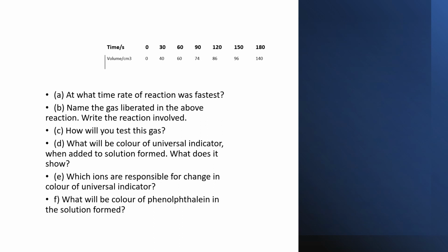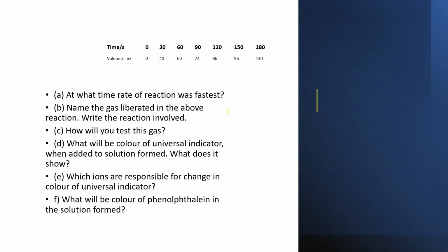You know that when a metal is dissolved in water, what happens? You will get the corresponding hydroxide, right? So when a metal is dissolved in water, you will get a hydroxide. Of course, you know that it is a basic oxide. So what does it show with universal indicator? What is the color change you can observe when you add universal indicator? Which ion is responsible for the change in color of universal indicator?